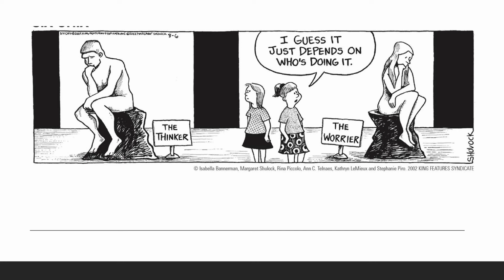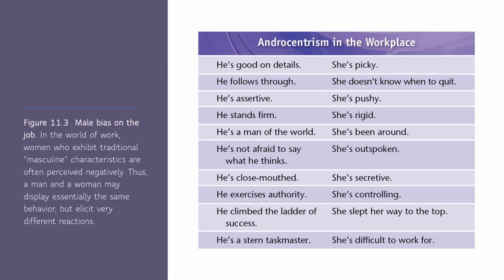When we think about androcentrism, we're talking about a behavior, and we're thinking about the behavior as being viewed differently if it's coming from a male than if it's coming from a female. So here are some examples. A man in the workplace may be seen as being very detail-oriented, whereas a woman who is in the workplace and is also detail-oriented may be viewed as picky.